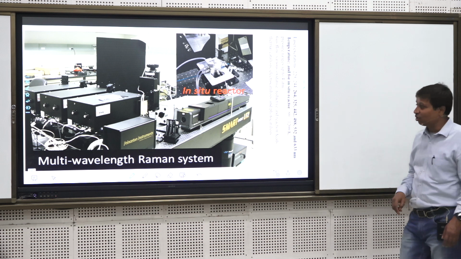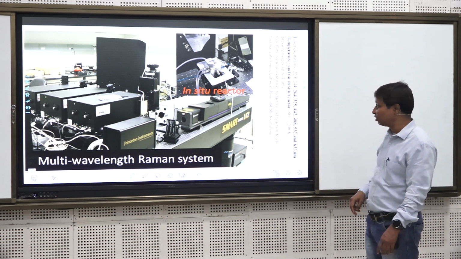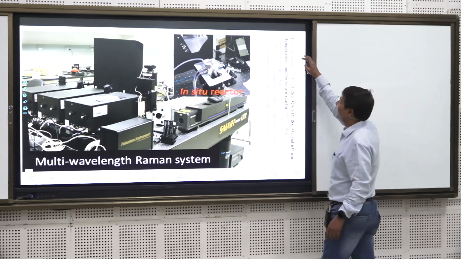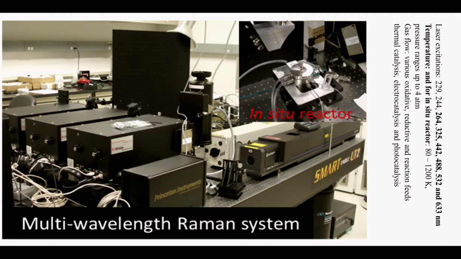Or you can have a complex like this. So why is it complex? You see what laser excitation sources are given: 229, 244, 264, 325. Hardly this kind of laser will be there with the Raman machine in the common field. Maybe 1% or 2%, because they all belong to the UV radiation.